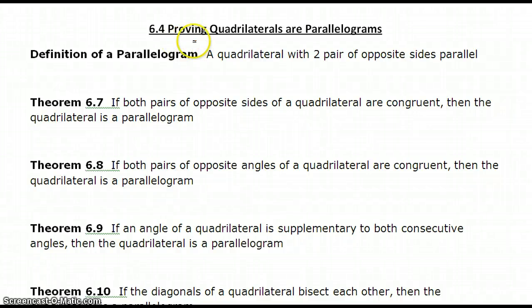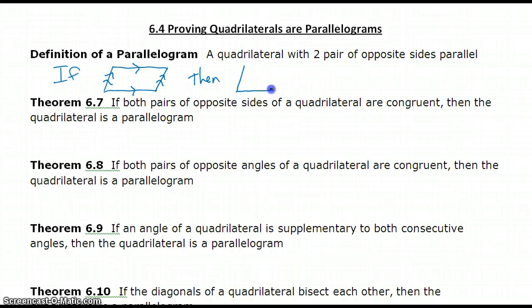There are many ways to prove that a quadrilateral is a parallelogram. The first way is to use the definition of a parallelogram. If we can show in our quadrilateral that we have one pair and two pairs of parallel sides, then by definition we have a parallelogram.